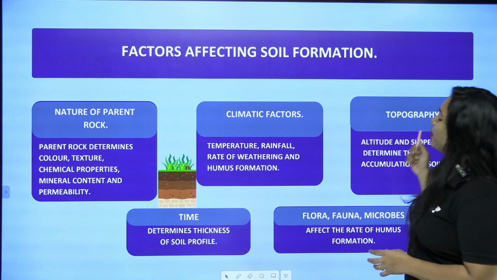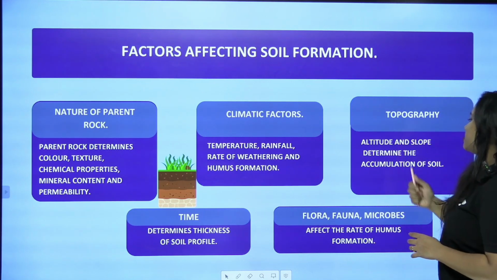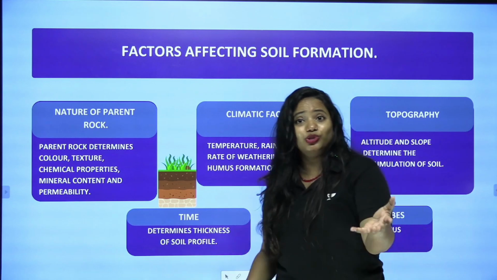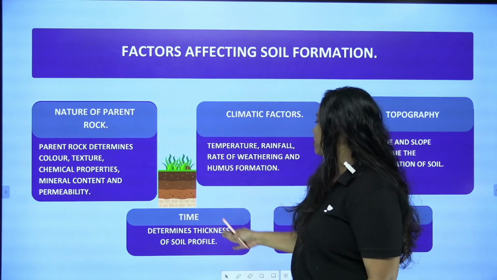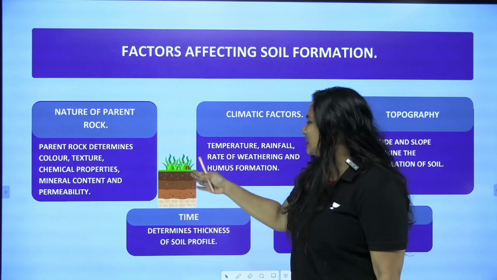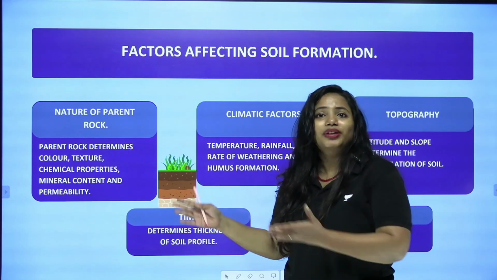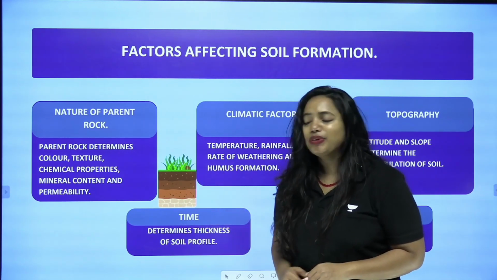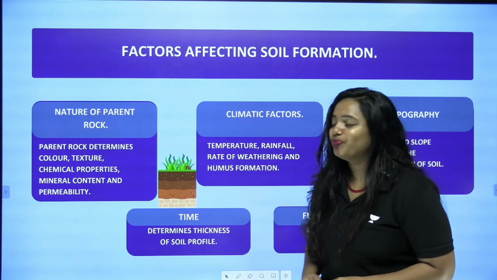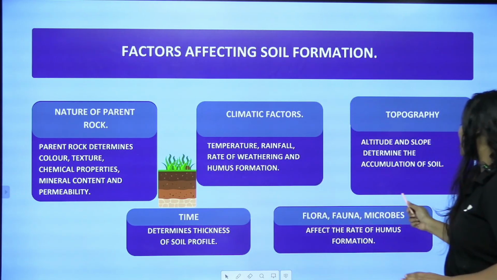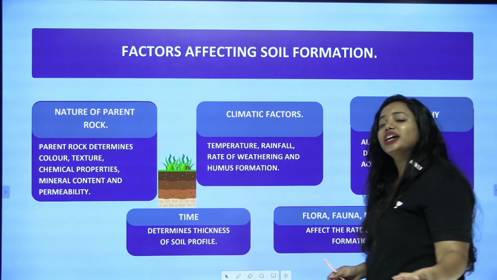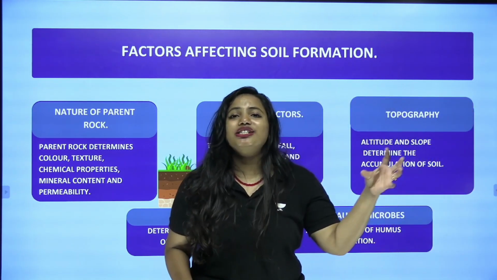And what about topography? Altitude and slope determine the accumulation of soil. And what about time? Time is also very, very important, right? And therefore, it determines the thickness of soil profile. And what is meant by soil profile? It's nothing but the vertical cross-section of soil like this. Clear? So that it can decide the thickness of the soil profile too. Similarly, flora, fauna and microbes affect the rate of humus formation. So these can be considered as various factors affecting the soil formation.